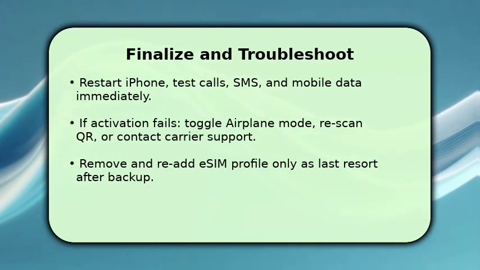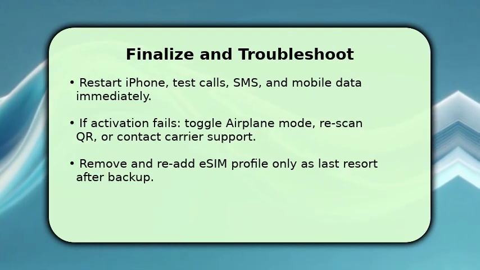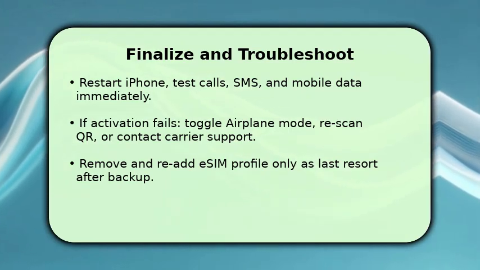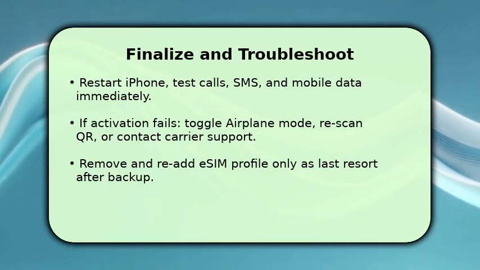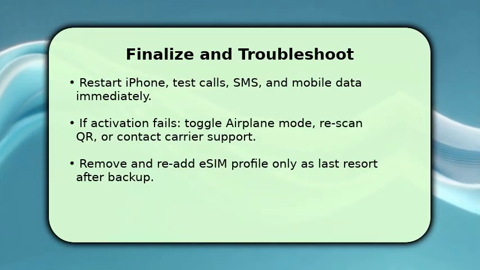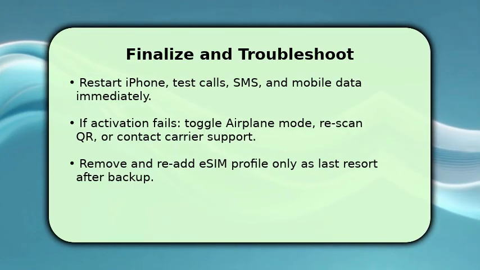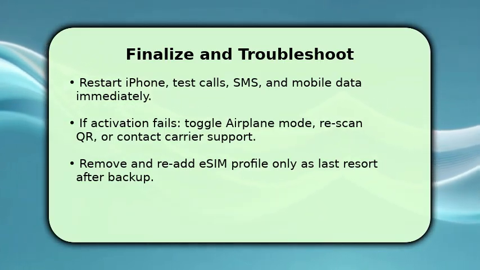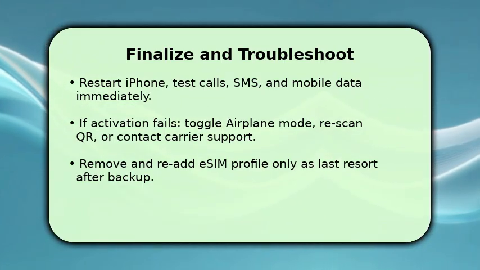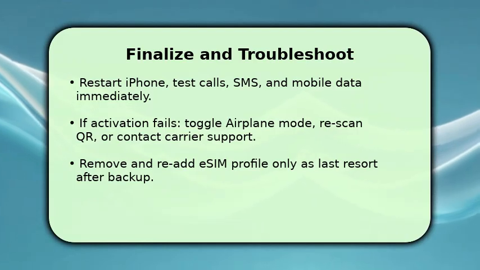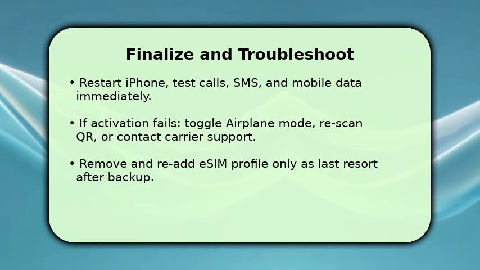If activation fails, first toggle airplane mode and retry the QR scan. Make sure Wi-Fi is active and the carrier code is exact. If that still fails, contact the US carrier with your device EID and IMEI. They can push the profile server side. And if nothing works, you can remove and re-add the eSIM profile, but only after backing up, because that resets routing and labels.